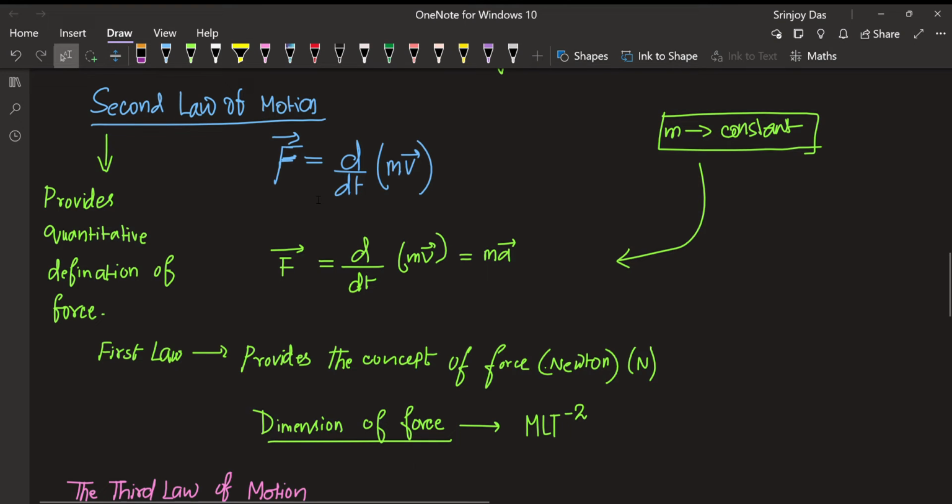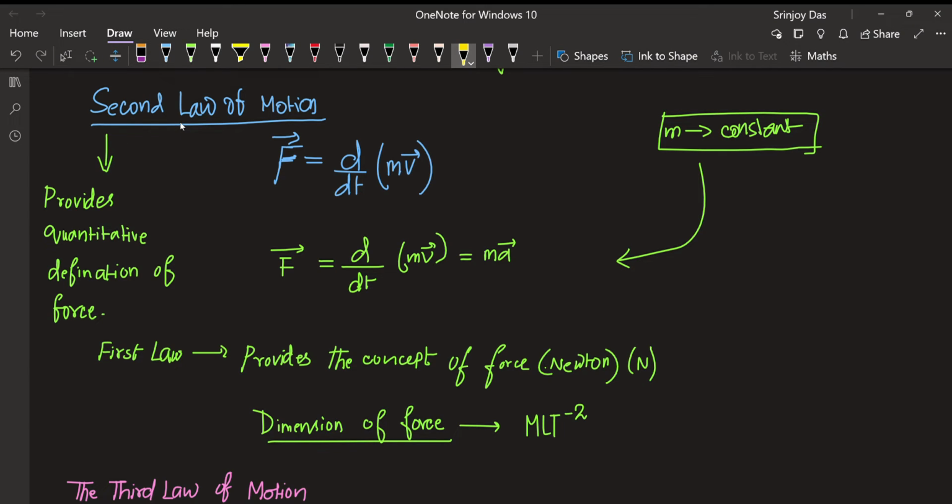Second law of motion. अच्छा, सेकेंड लॉ ऑफ मोशन का जो फॉर्मूला है उसको तुम लोगों को पता है कि F वेक्टर इज इक्वल टू d(mv) वेक्टर by dt, and F वेक्टर is equal to ma वेक्टर when the mass is constant.